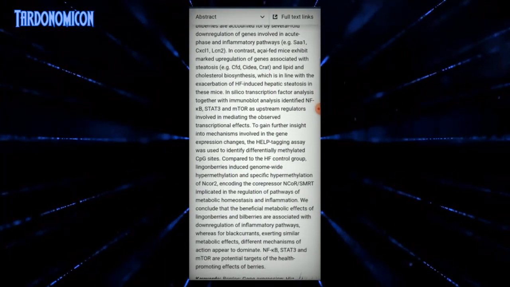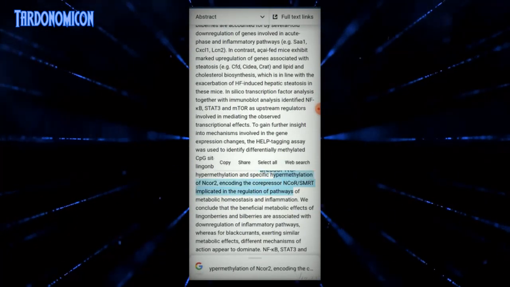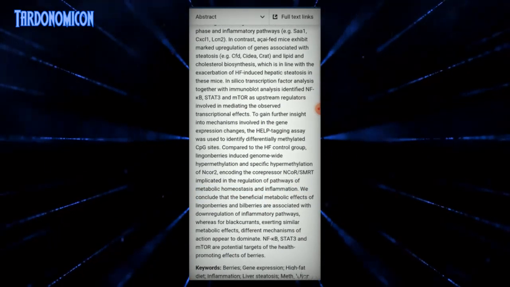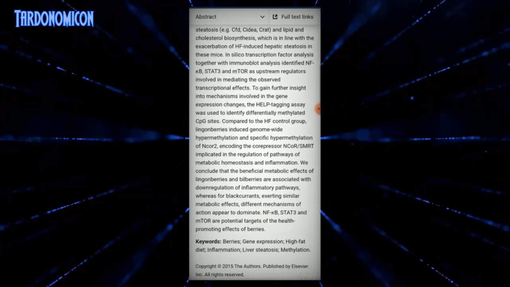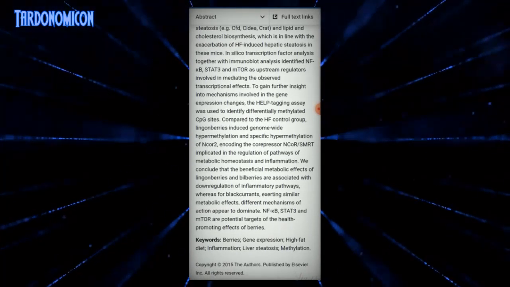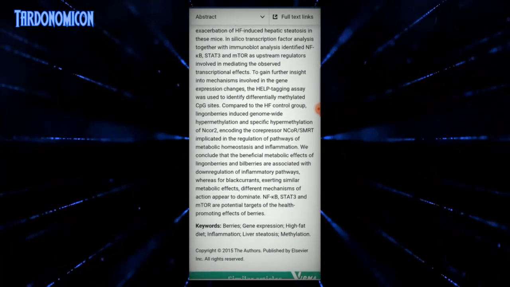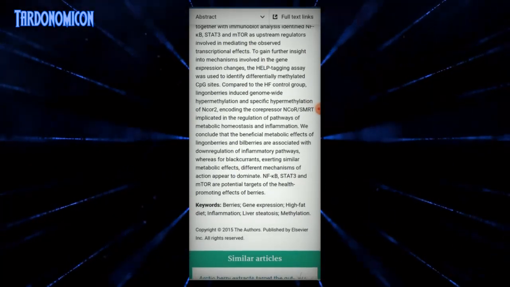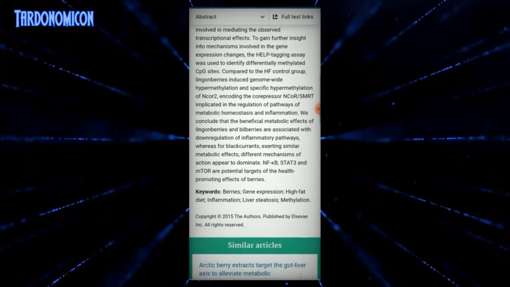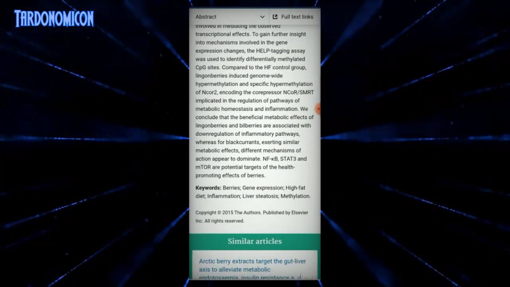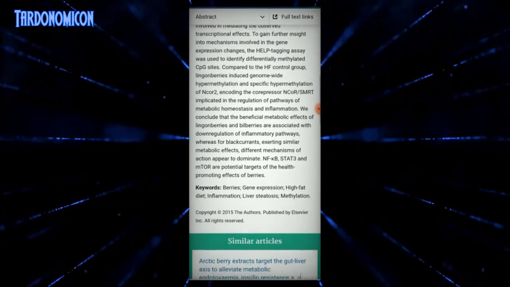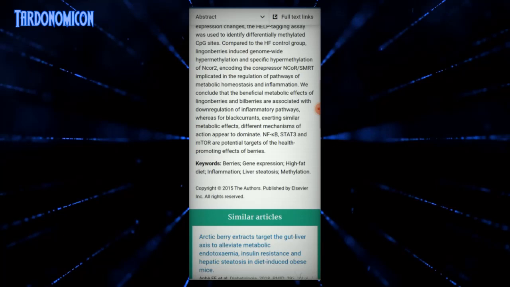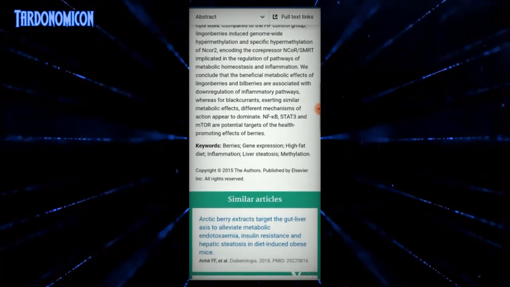Okay. So to gain further insight into the mechanisms involved in gene expression changes, the HELP tagging assay was used to identify differentially methylated CpGs. We conclude that the beneficial metabolic effects of lingonberries and bilberries are associated with downregulation of inflammatory pathways, whereas blackcurrants exert similar metabolic effects, but different mechanisms of action appear to dominate.